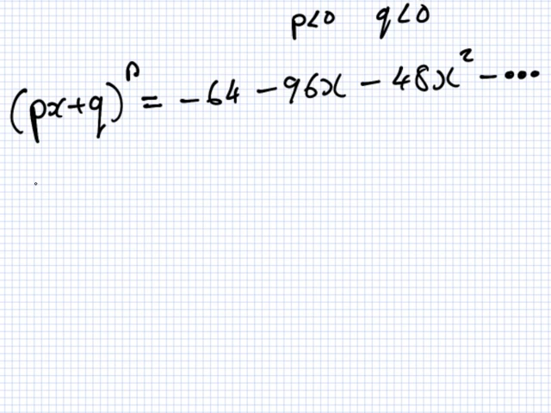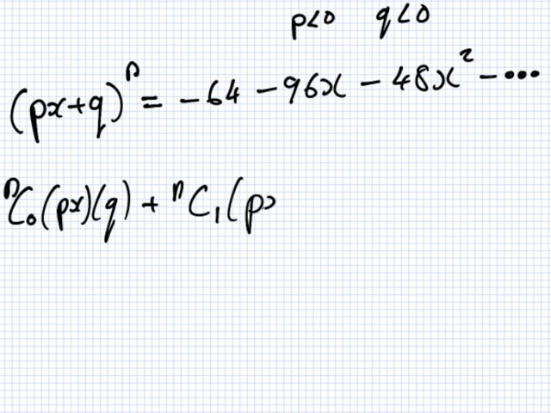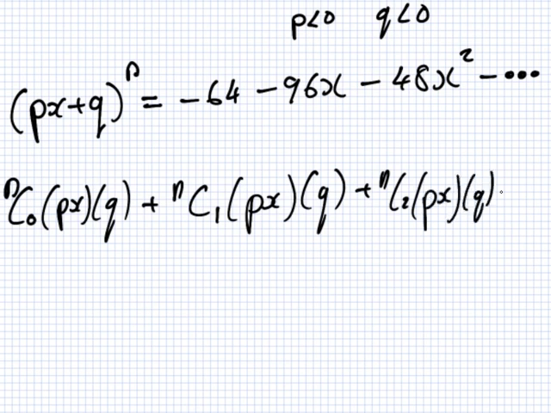So we need to expand on the left here. Yeah. So on the left, we have nC0 (px)^0 q^n plus nC1 and so on, dot dot dot. Now powers. What power on the x here? 0, 1, 2. And here? n, n minus 1, n minus 2.